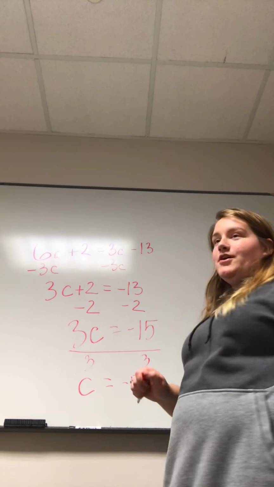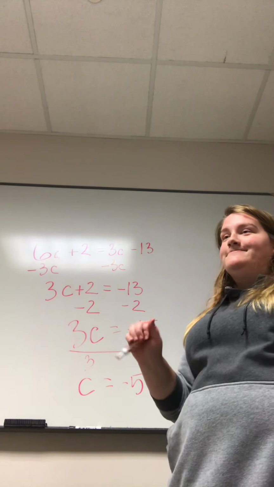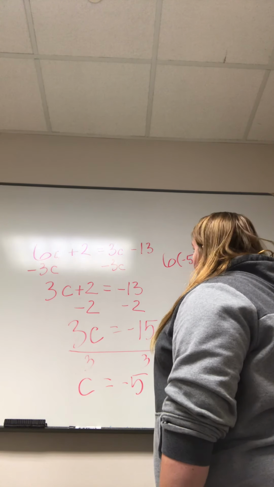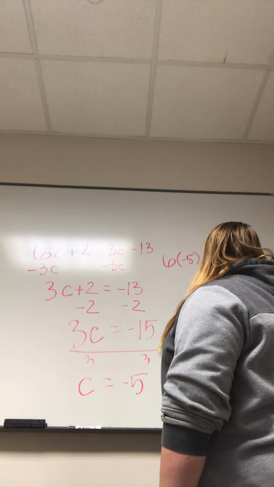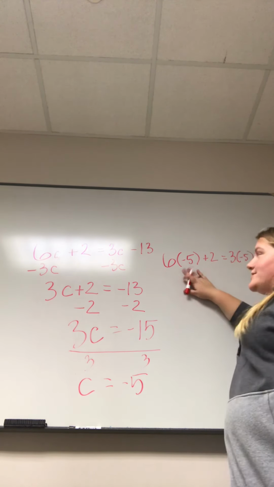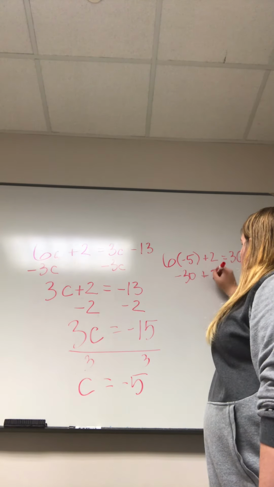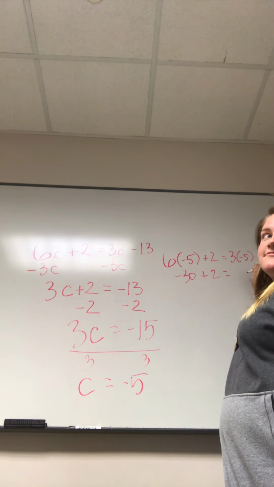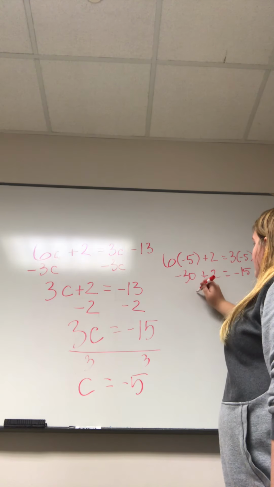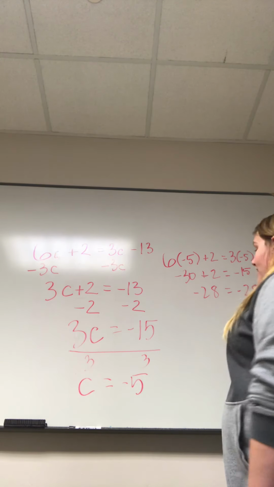Okay, did you check your answer at all? I didn't know. Okay, so if you were to check your answer, what would you do? I would plug negative 5 back into the original equation. And what's 6 times negative 5? Negative 30. 3 times negative 5? Negative 15. Negative 28. And that's negative 28. So yeah, negative 5 is correct.